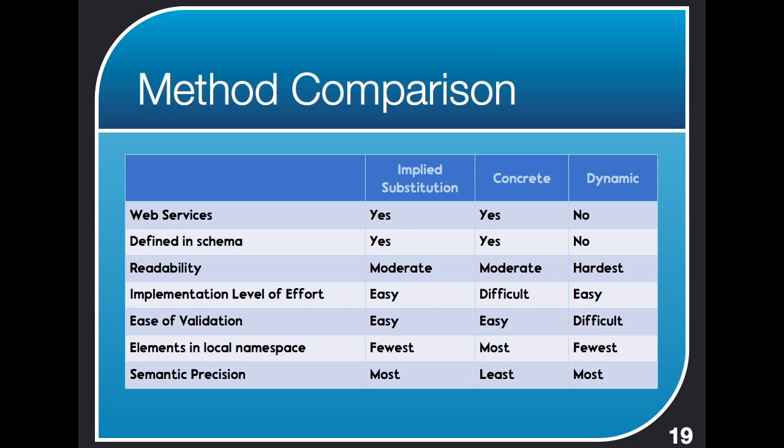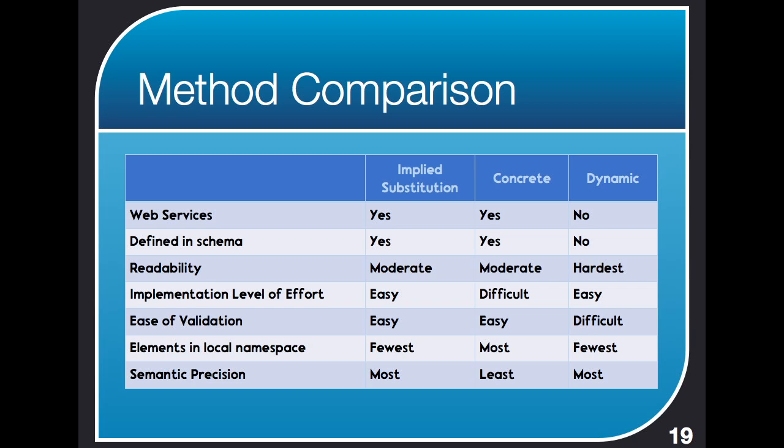Then finally, semantic precision. And by semantic precision, we mean, are we changing things because they're truly different, or are we changing things for other reasons? Do we have new elements and they aren't representing new concepts? Implied substitution groups and dynamic type substitution are really good at semantic precision because you don't have to redefine much in the way of new stuff.